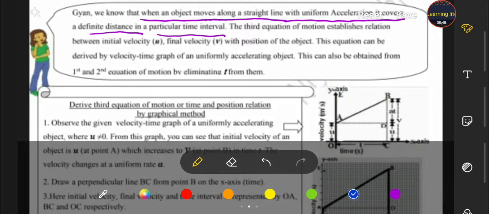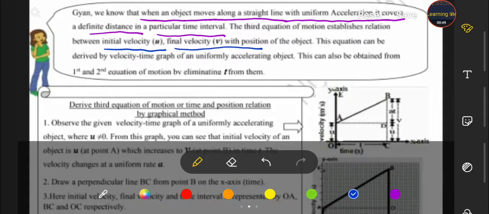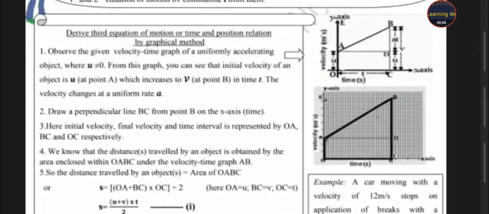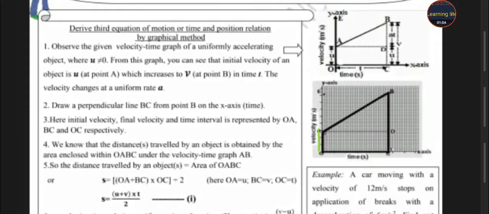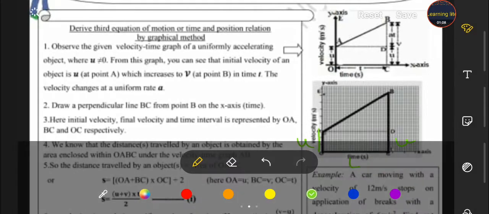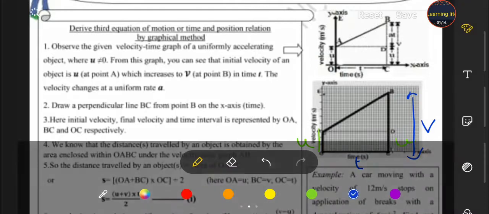It means the third equation gives the relation between initial velocity and final velocity. Let's deduce it, students. The graph is the same for all three equations. You have to be familiar with the graph. Once again I tell you, this is your initial speed, this is your time taken, and this is your final velocity.